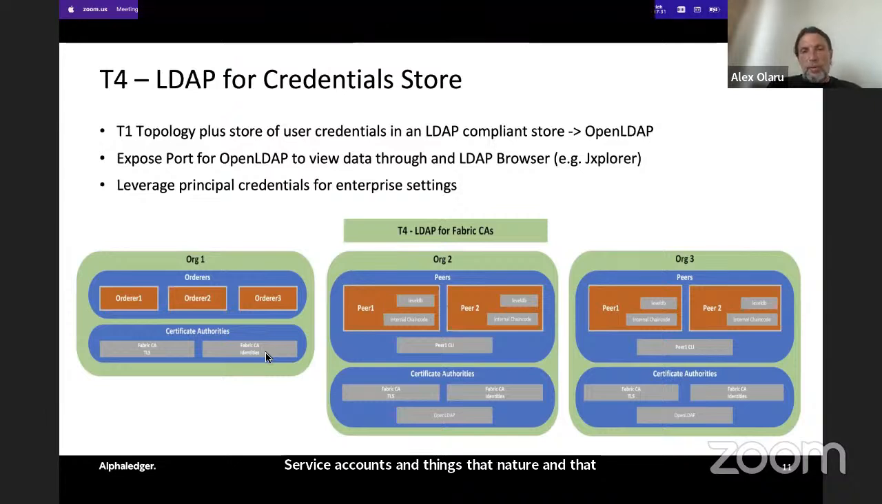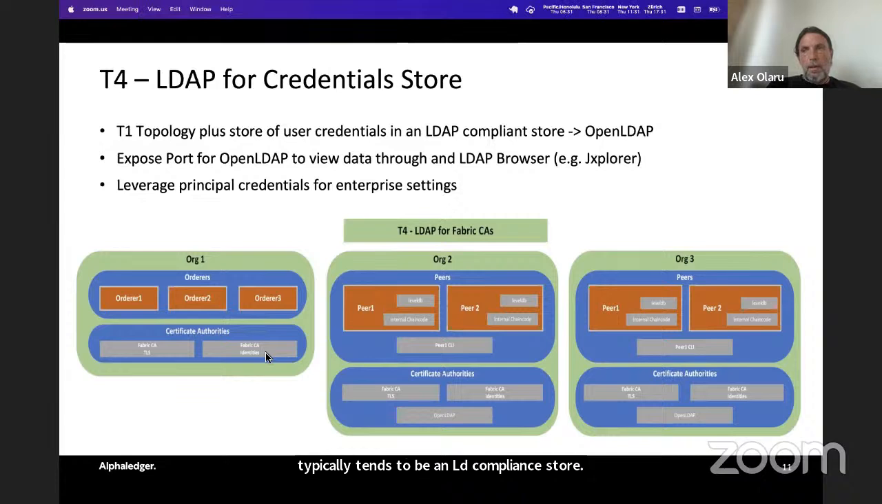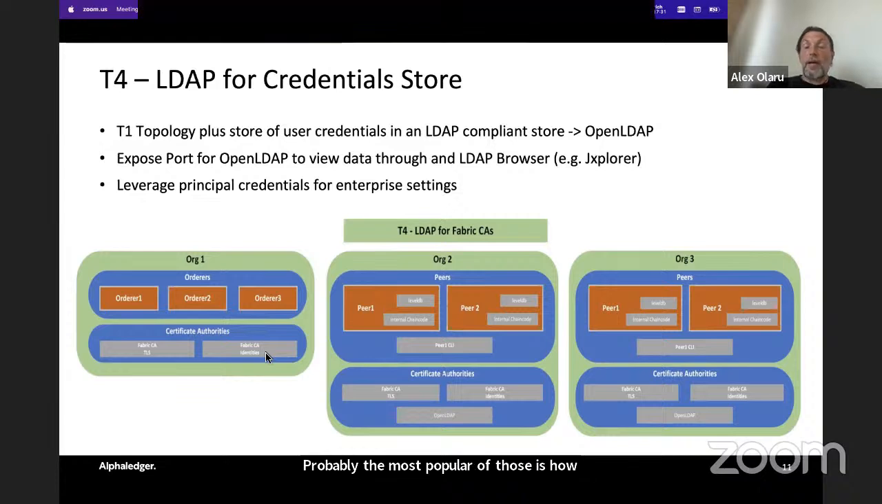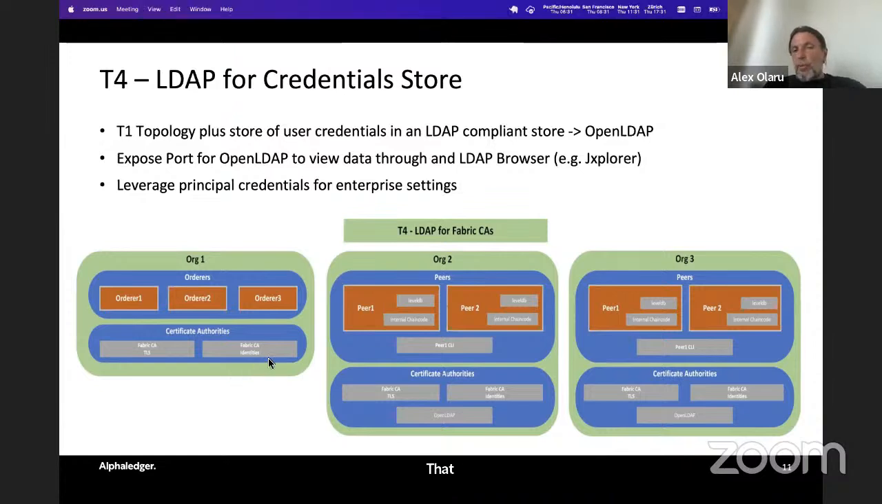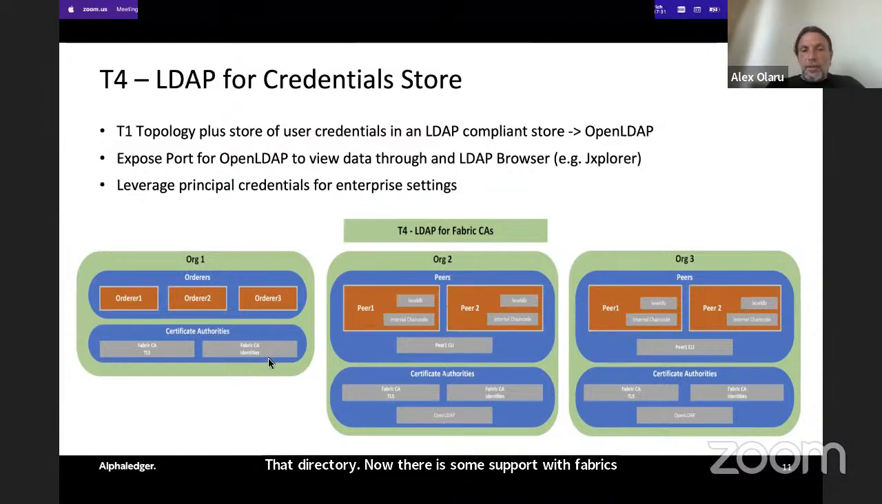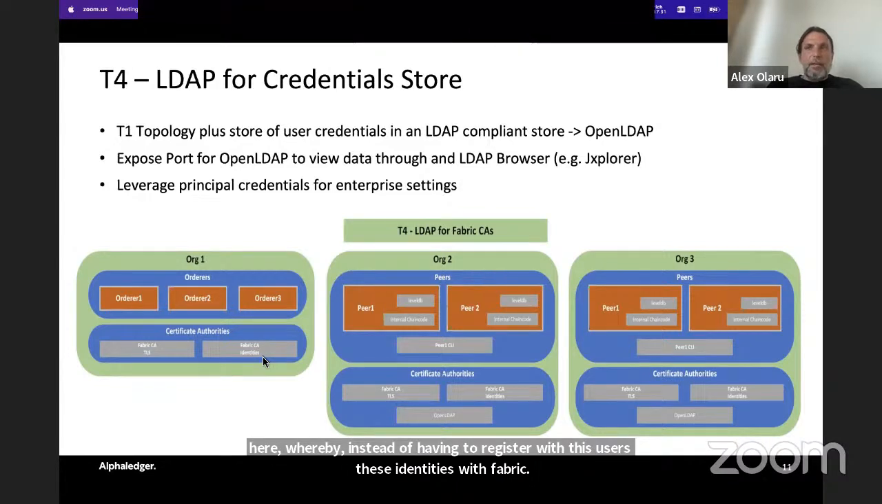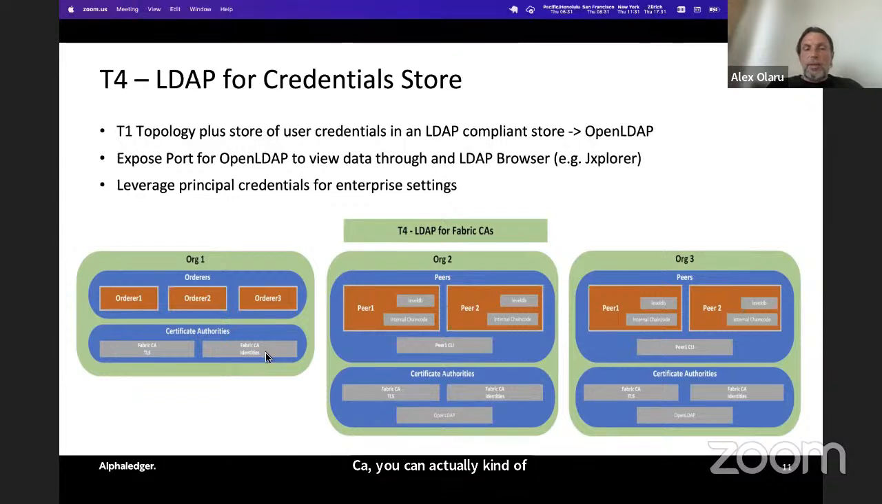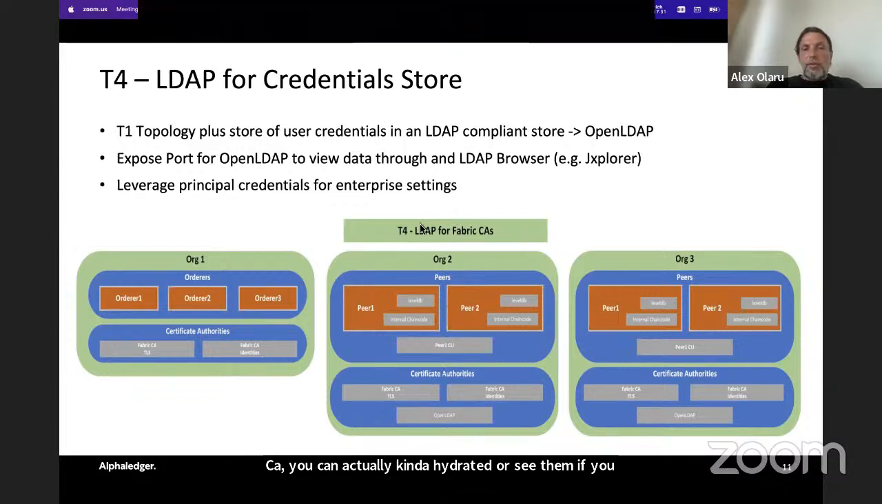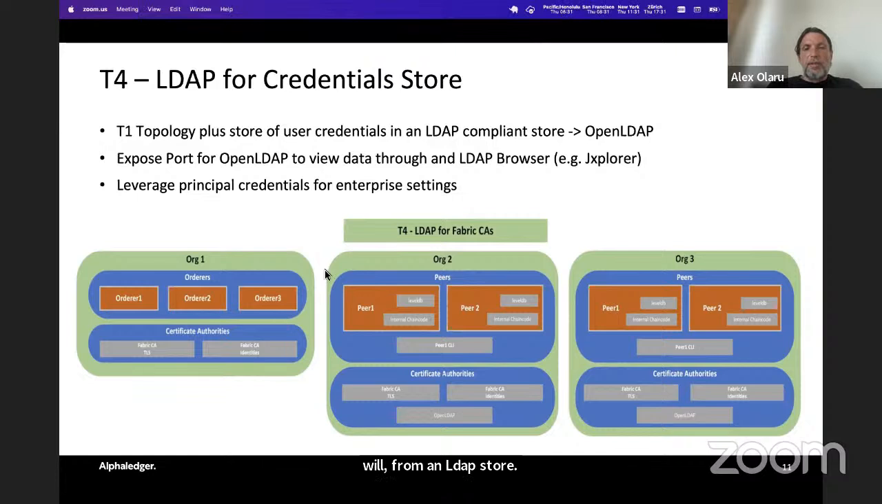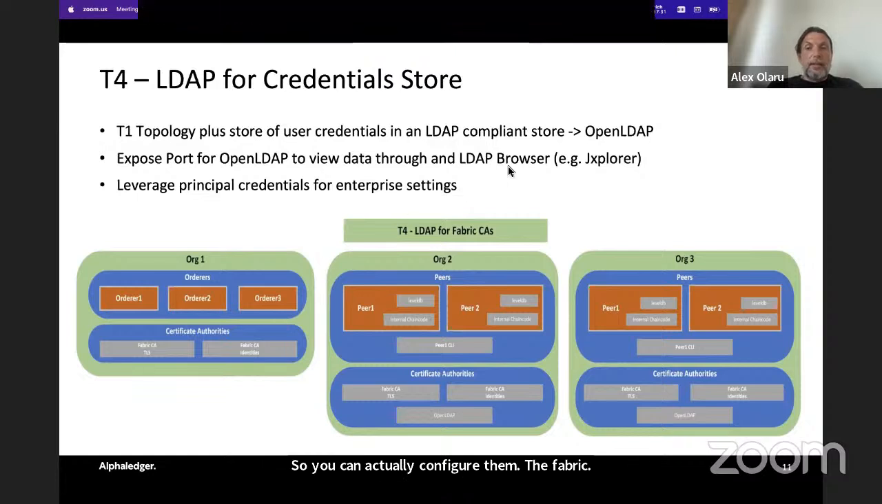Probably the most popular of those is Microsoft Active Directory. Now, there is some support with Fabric CA whereby instead of having to register these identities with Fabric CA, you can actually hydrate or seed them, if you will, from an LDAP store. So you can configure Fabric CA to connect to an LDAP store.